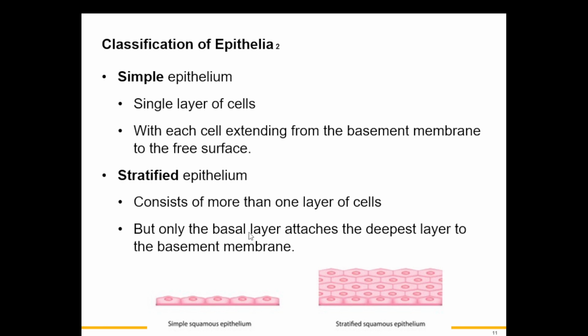Pag stratified epithelium, they are composed of more than one layer of cells. But only the basal layer is attached to the basement membrane. So as we can see here, it's only the bottommost layer that is directly attached to your basement membrane. And all the rest are stacked on top of each other. And then the topmost layer is your free surface.